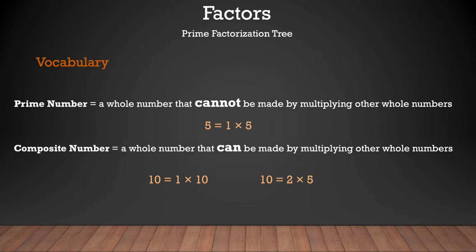So let's go ahead and take a look at what a composite number is. That is a whole number that can be made by multiplying other whole numbers. If we take a look at the screen, we're going to be looking at 10. On the left, you have 1 times 10, and on the right, you have 2 times 5. Now, since 10 can be written as a product of two different pairs of numbers, it is a composite number. On the left, you have the first factor pair of 1 and 10, and on the right, you have the second factor pair of 2 times 5.